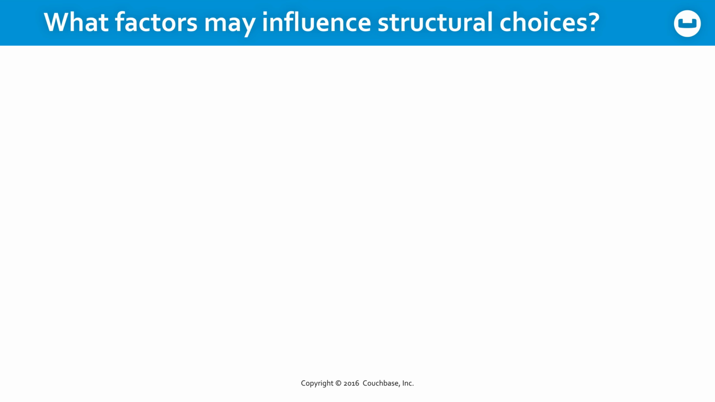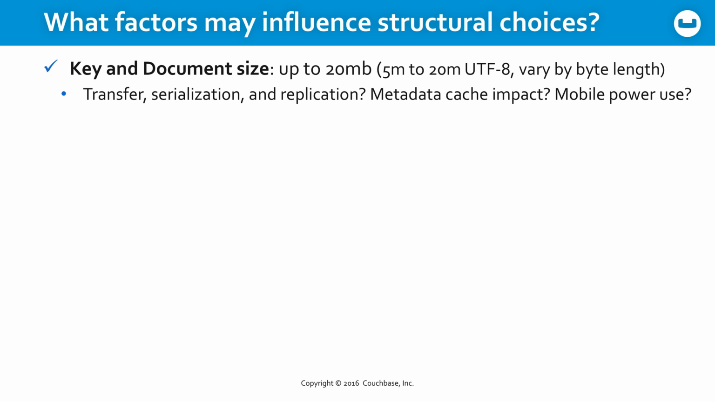So what factors influence your structural choices? First, you have to think about the size of your document ID and the document itself. The document can be up to 20 meg, but how large do you want it to be? What will the transfer time be of your documents? How long to serialize them in memory? How long to replicate them in memory?